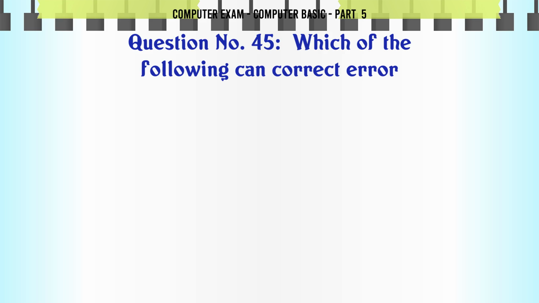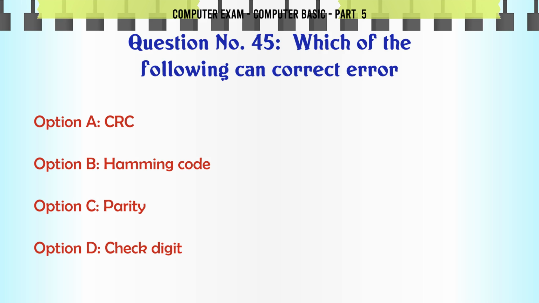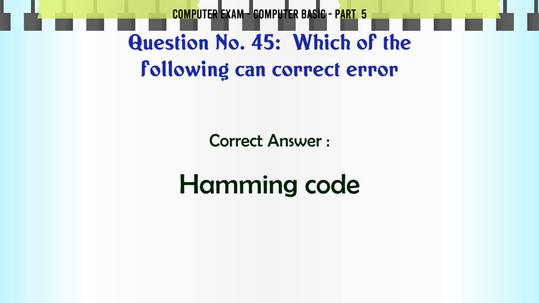Which of the following can correct error? A. CRC. B. Hamming code. C. Parity. D. Check digit. The correct answer is Hamming code.